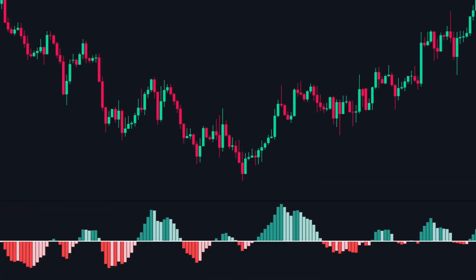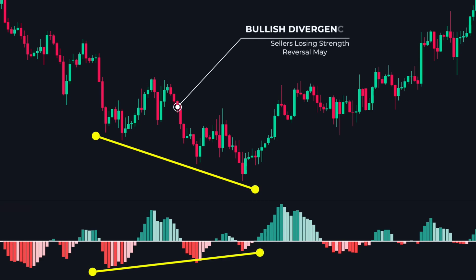Here is an example. Here, the price was in a downtrend. The price created these 3 lower lows, each low being lower than the previous one. However, the MACD makes higher lows. This is a clear divergence. It shows that the sellers are losing their strength and a reversal may occur. So this becomes a good buy signal.